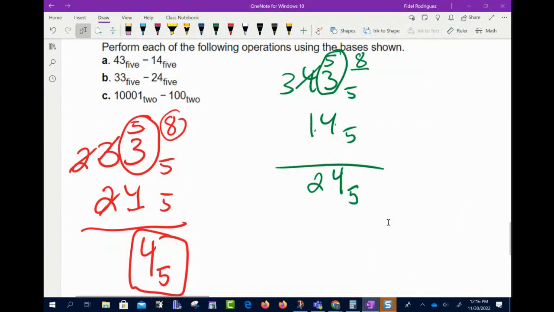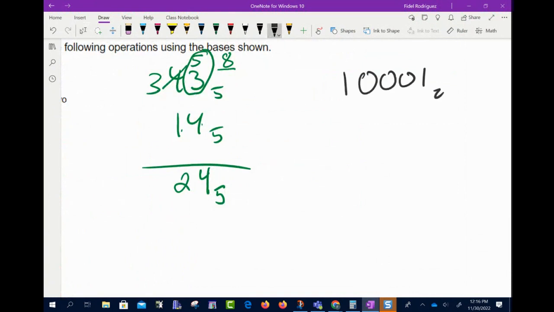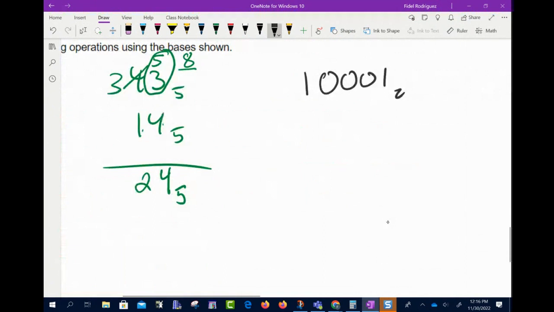Okay, so what do we have? 1, 3 zeros and a 1, base 2. And we're subtracting 100 base 2. Okay, so let's start subtracting. Well, 1 minus 0 is going to give me a 1. 0 minus 0 is going to give me a 0.